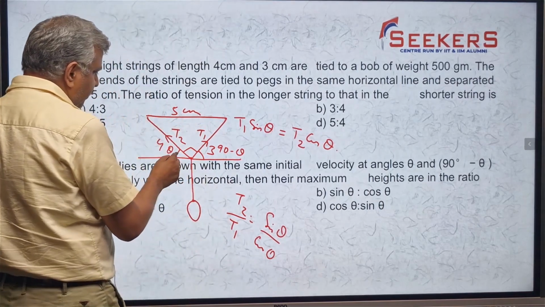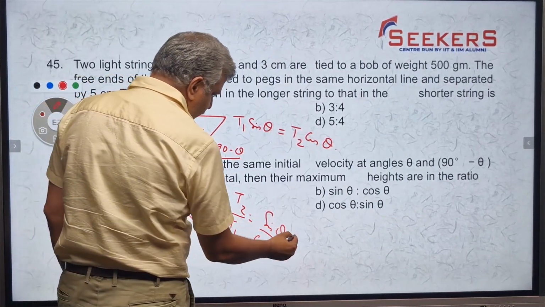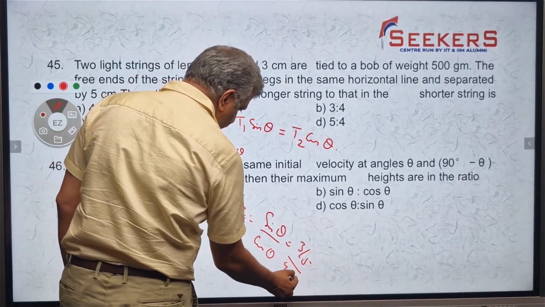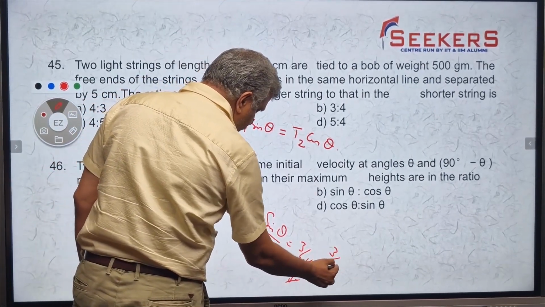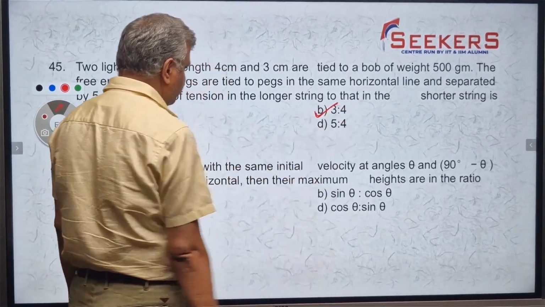Now if this angle is theta, this angle is also theta. So sin theta is 3 upon 5, cos theta is 4 upon 5. So the answer is 3 upon 4. Sorry, it's the 45th question. So 3:4, this will be the answer.